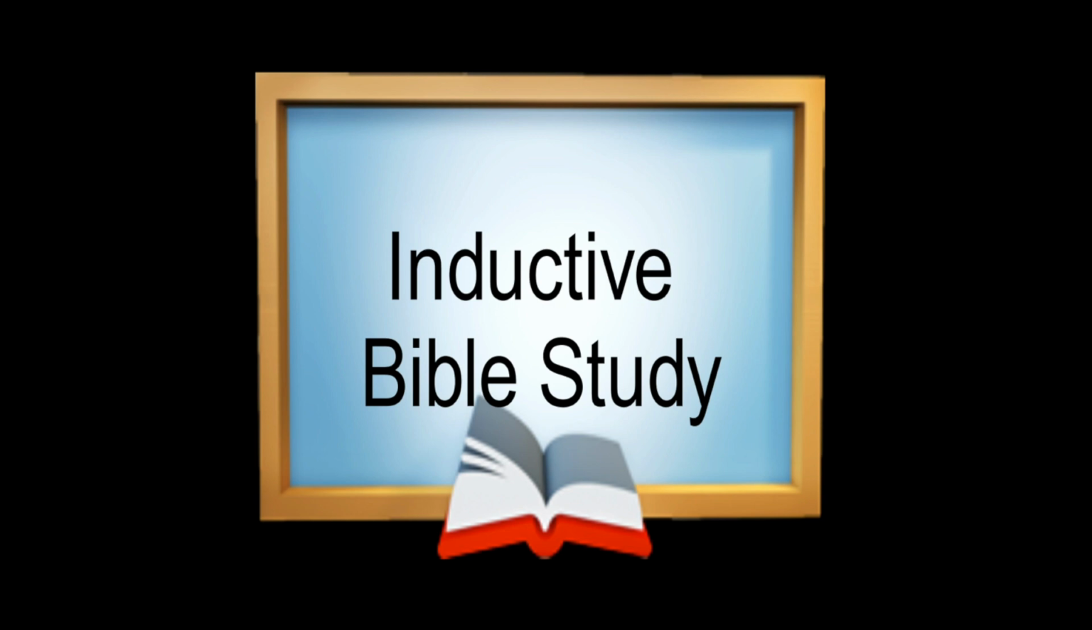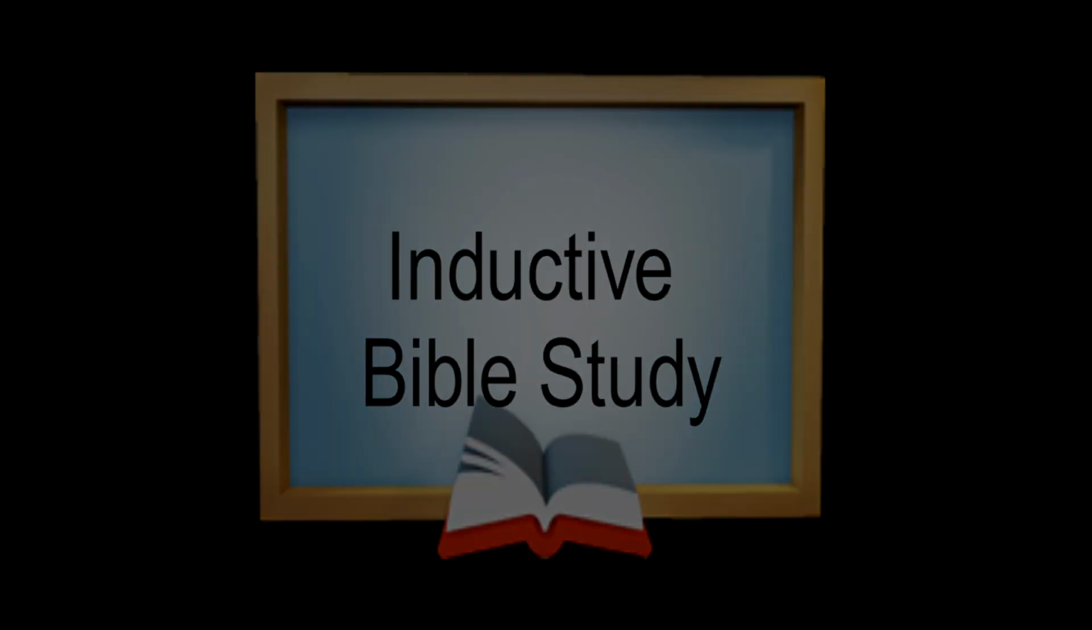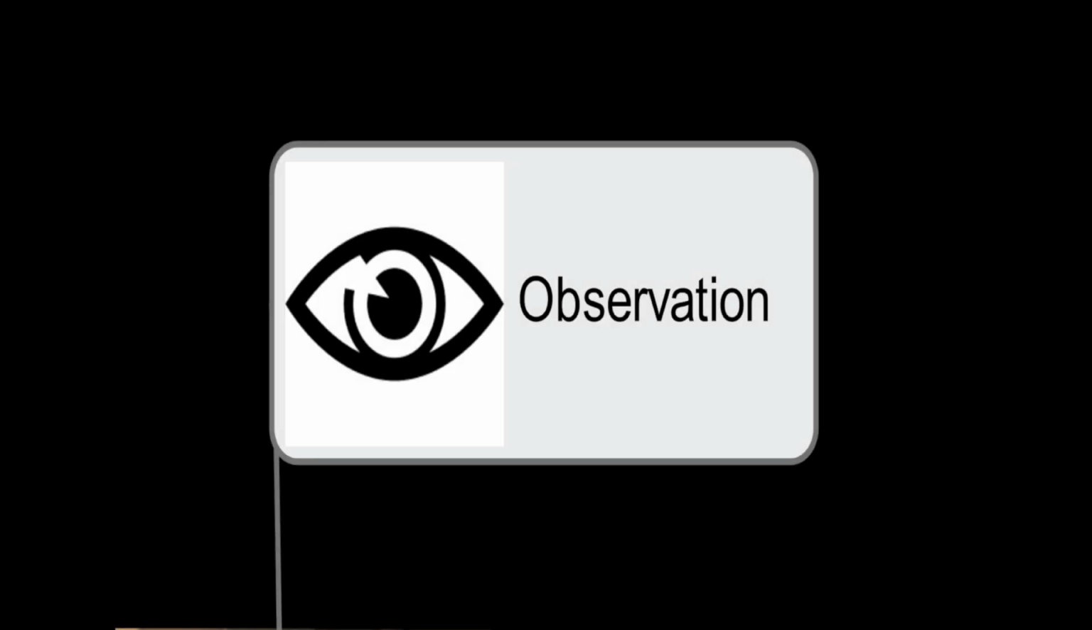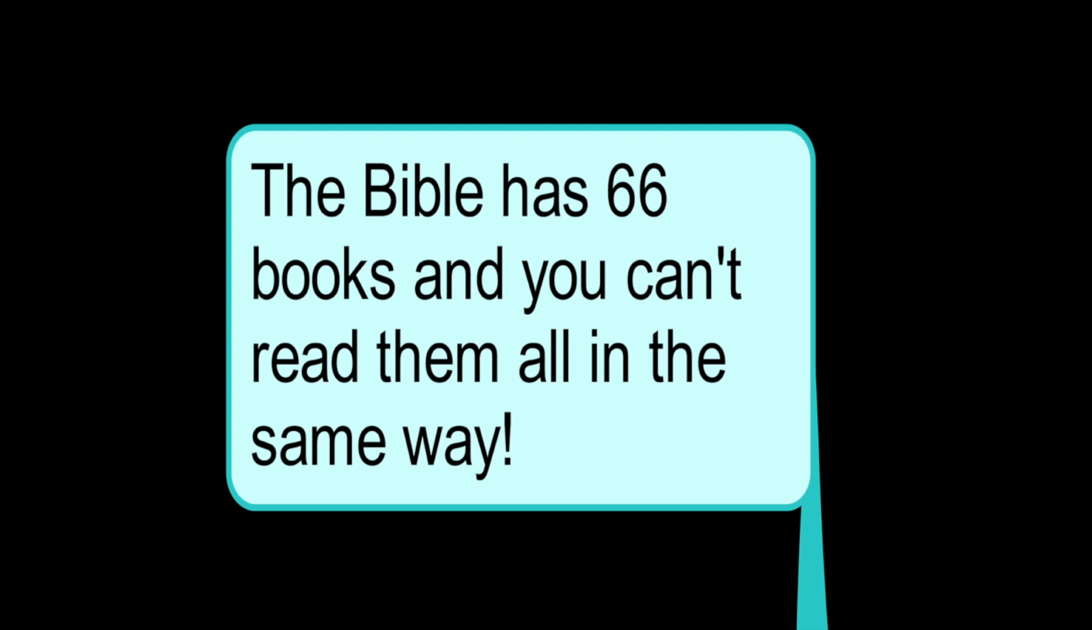Today is the last segment on observation, but we are going to look at a very important aspect of observation, and that is genre. Genre in the Bible. The Bible has 66 books, but you can't read them all in the same way. Why not? Because they are all of different categories of literary style and content. You cannot read the book of Genesis the same way you read the book of Psalms.